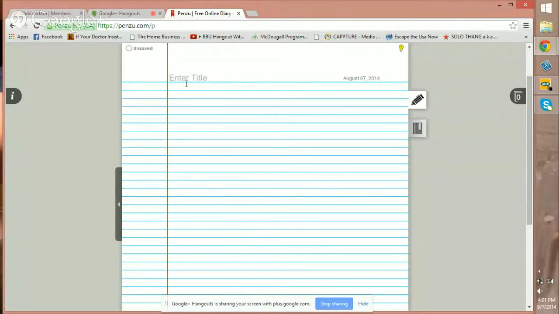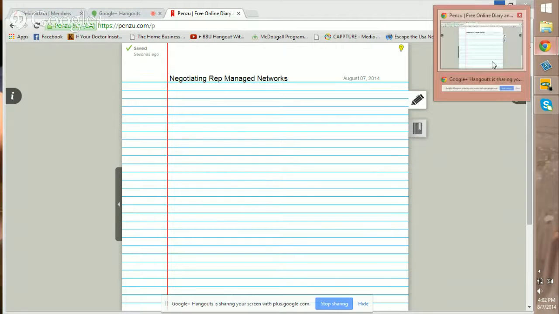Empty notepad. Today we are covering the actual negotiating with the actual rep managed sites. We're covering networks, don't forget. This is negotiating with rep managed networks. Okay, so can you guys see my screen?